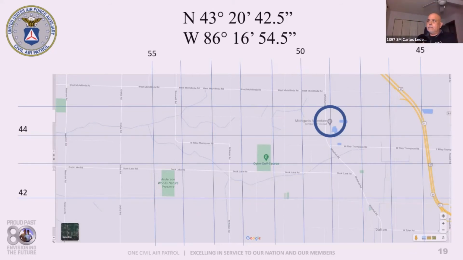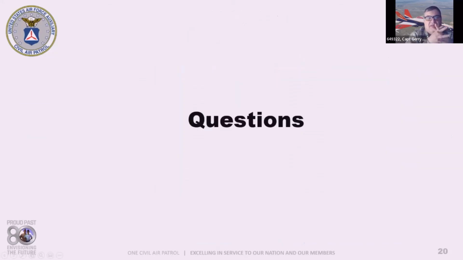So that's how you find locations. It's also how you extract a coordinate from a location. If you've got a map that's precise enough, you can actually figure out those coordinates right down to the second. Any questions? All right, so following coordinates is actually pretty simple, right?